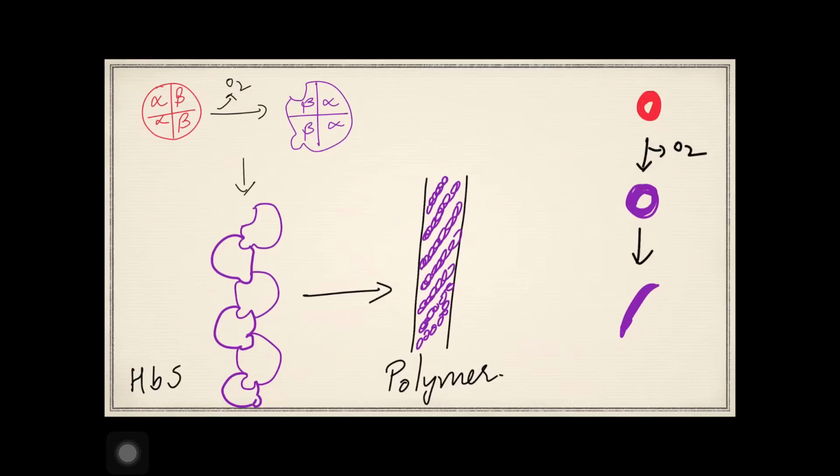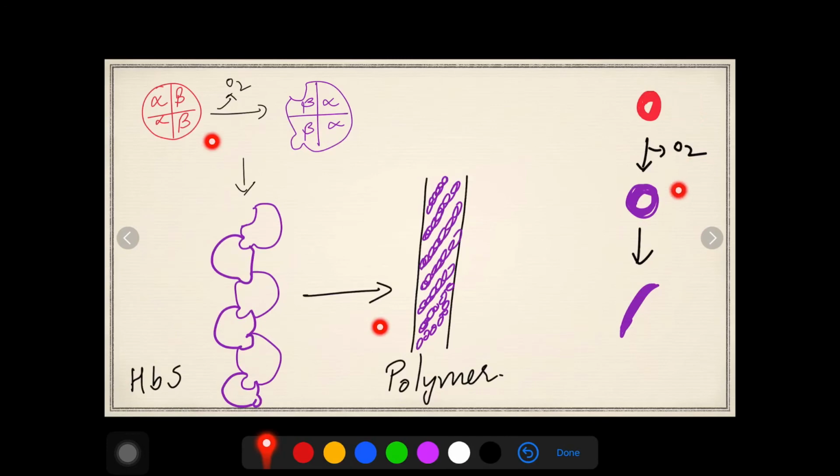So when all these aggregate, it forms a twisted rope-like structure forming a polymer. On the right side we can see the normal or oxygenated hemoglobin, the deoxygenated hemoglobin, and once the polymer is formed there will be sickling.